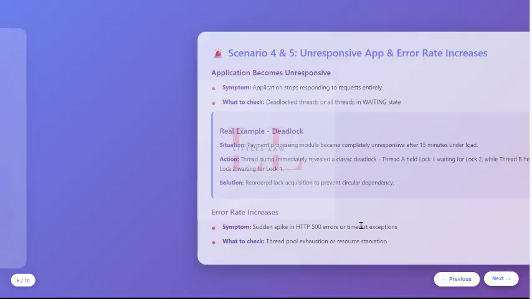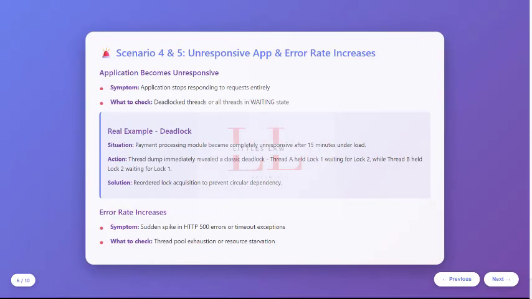And now the next ones, scenarios 4 and 5, I would say, because they are unresponsiveness and errors. So let's talk about two critical scenarios: when the application becomes completely unresponsive and when the error rates increase. First, the unresponsiveness. This is when your application just stops responding to requests entirely because everything freezes. In this case, you need thread dumps immediately because you are likely dealing with either a deadlock or all threads stuck in a waiting state.